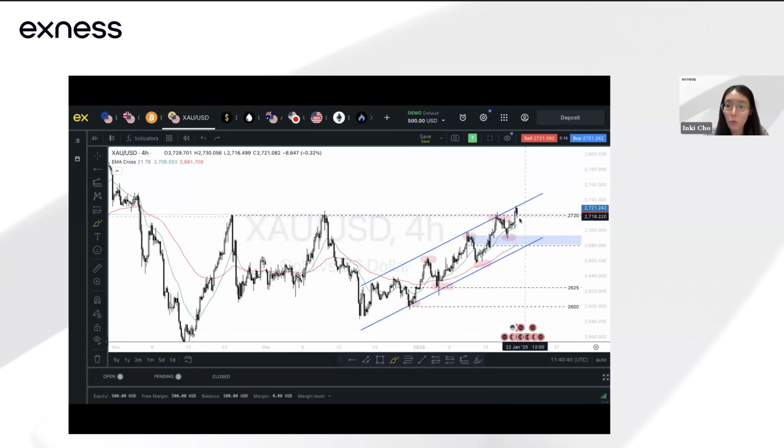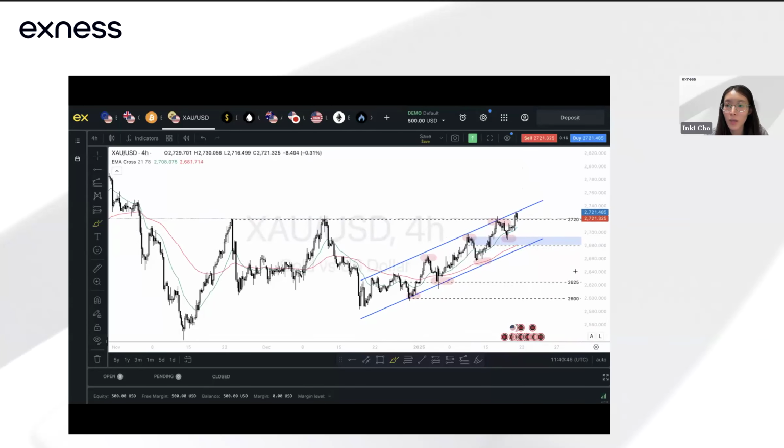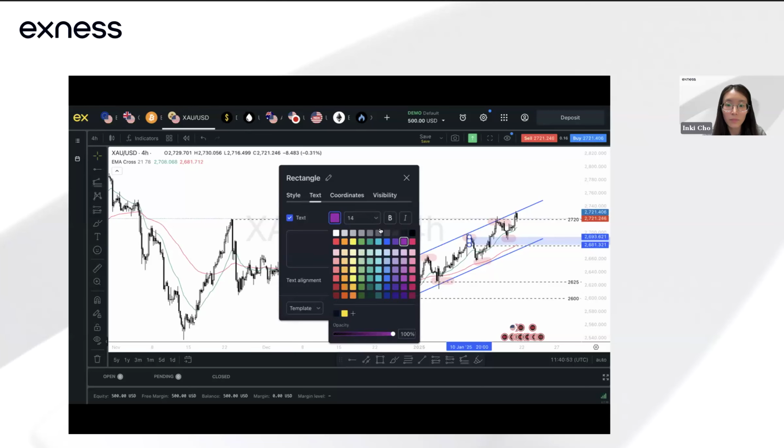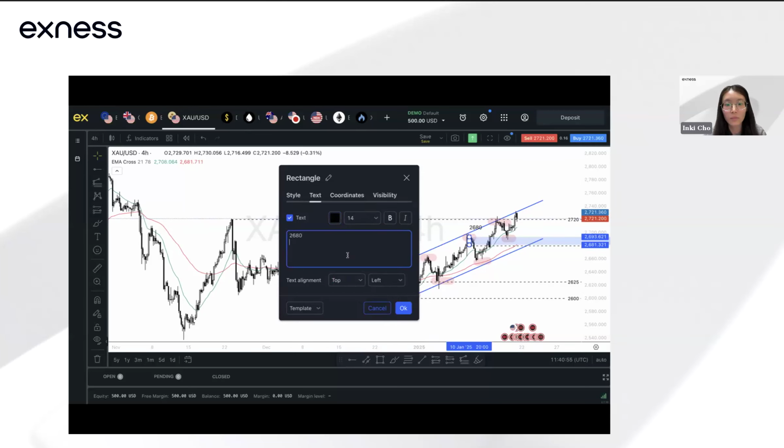And so if we do see that pullback, as long as price is still in this bullish market structure, we could still see potential for further gains. And so this is where we are right now. You can see that this is the 2680 level, the support level over here. Okay, so this is the support level.